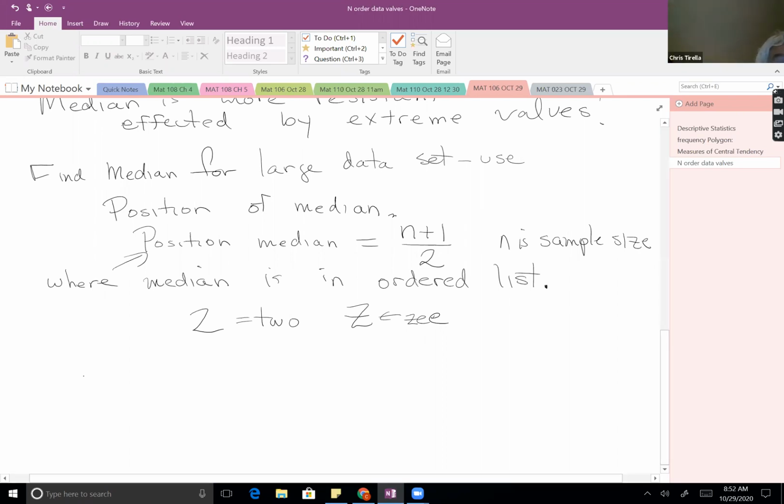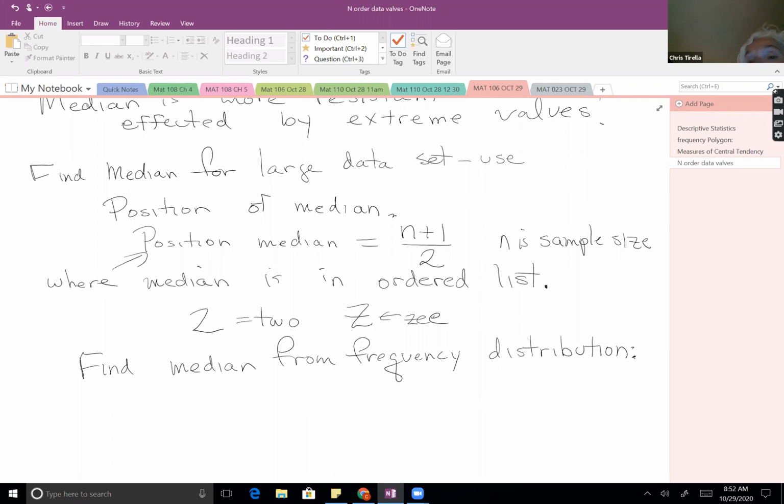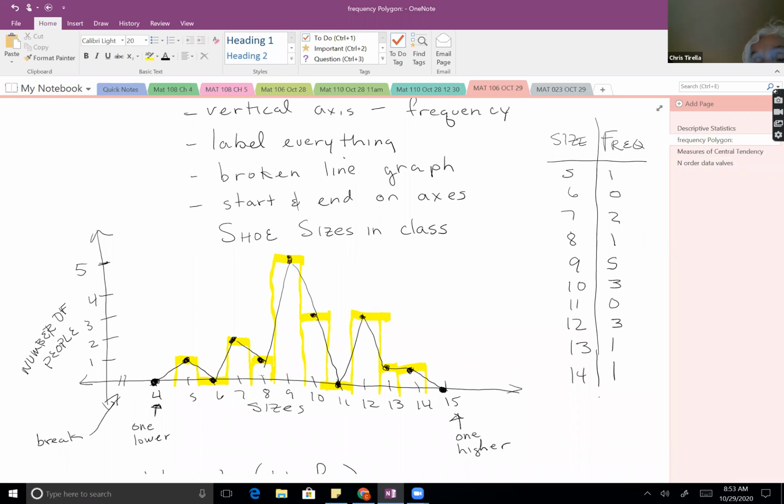So sometimes we have to find the median from a frequency distribution. And so in order to find the median from a frequency distribution, I'm going to go back real quick and see if I can use the magic of cut and paste to recycle some data that we already had. And over here on the side, we've got this frequency distribution of our shoe sizes.